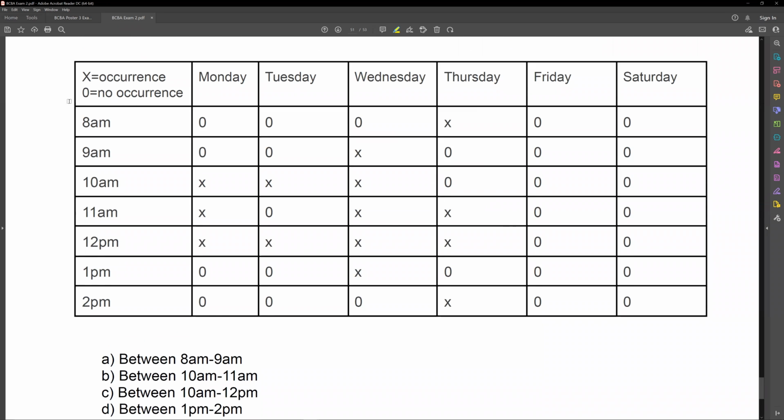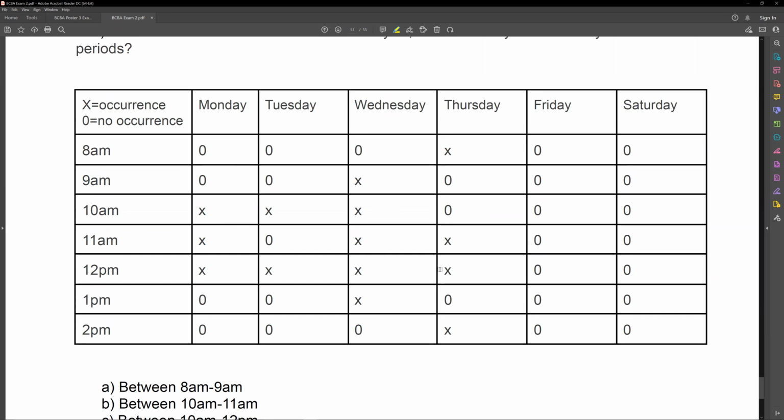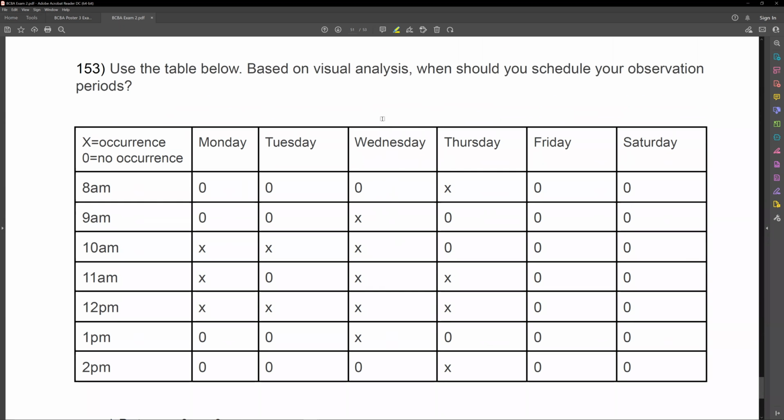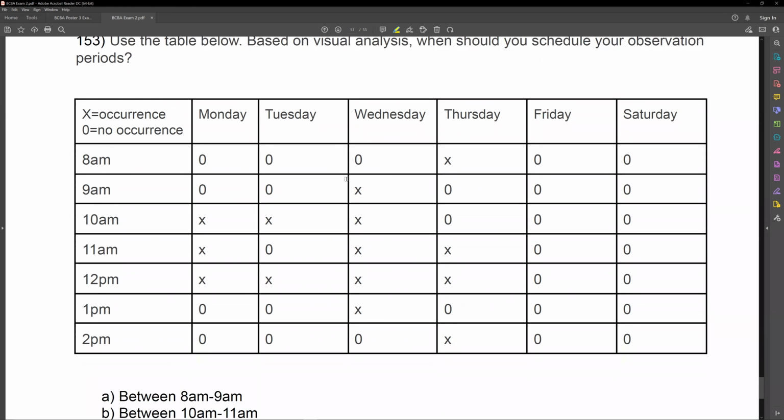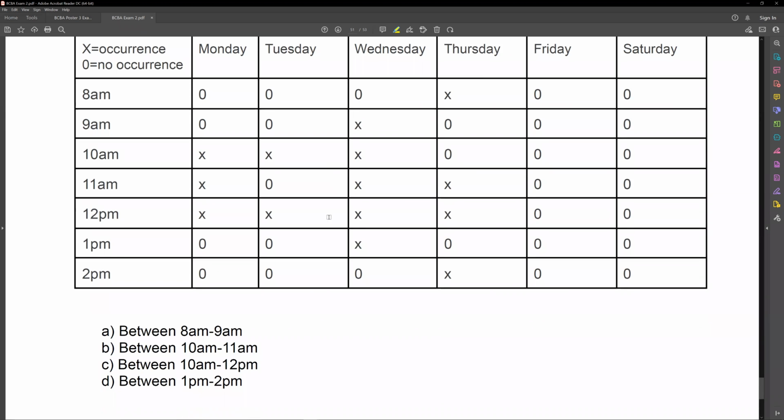X is an occurrence, 0 is no occurrence. If we look at 8 a.m., we have 1 occurrence throughout the week. 9 a.m., we have 1 occurrence throughout the week. We get to 10 a.m., it jumps to 3 occurrences. 11 a.m., 3 occurrences. 12 p.m., 4 occurrences. 1 p.m., back down to 1. 2 p.m., back down to 1. So if we want to schedule our observation to see the behavior occurring, when should you schedule it? Well, when the behavior is happening the most.